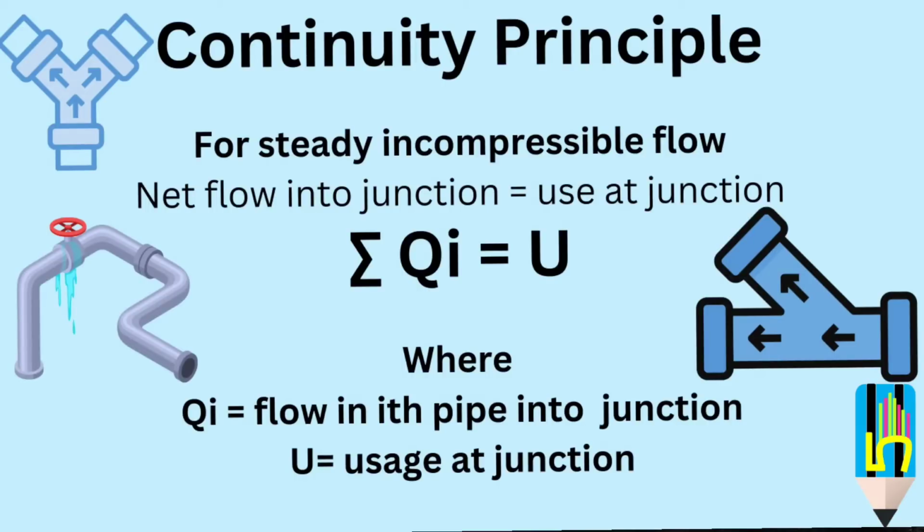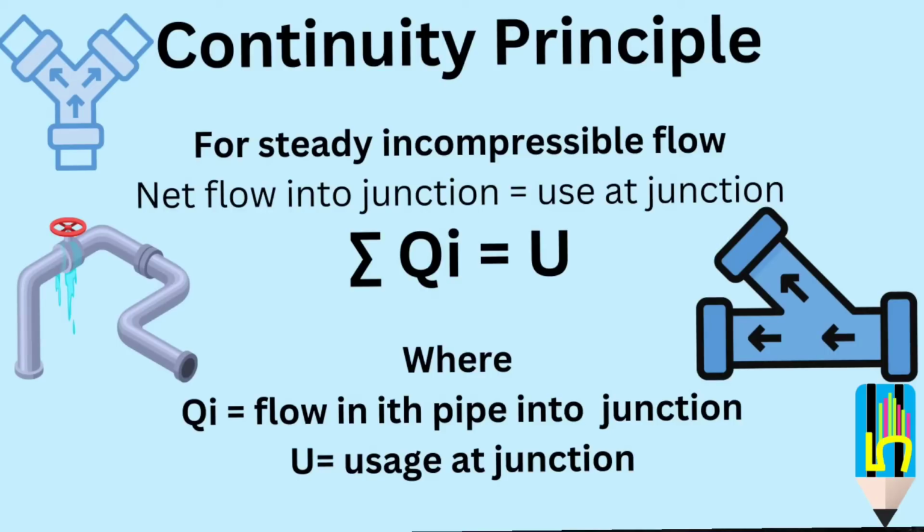Now let's talk about some of the equations that are used in WaterGEMS. First among the lot is the continuity principle, and it simply states that at any given junction, the total quantity of water that comes in is the total quantity of water that is used, assuming zero losses, and also assuming that there is no inflow from outside the network.